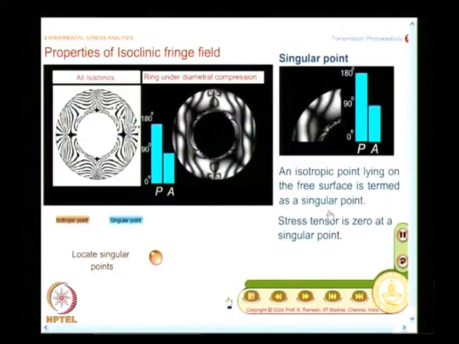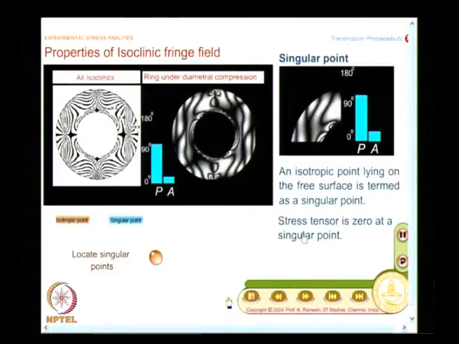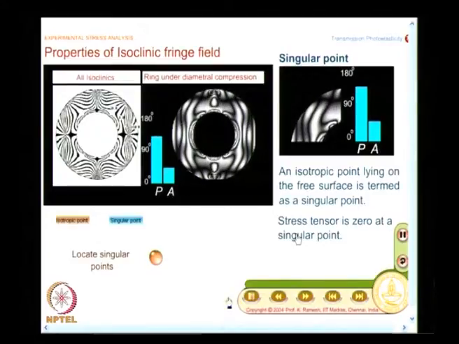So, what happens in a singular point? We not only have fringe order 0, but the stress tensor is also 0. Why is it 0? Because it is a free surface, there is no stress acting perpendicular to the direction, it can only be tangential, and you do not have anything perpendicular, that is 0. When fringe order is 0, it only implies sigma 1 equal to sigma 2.